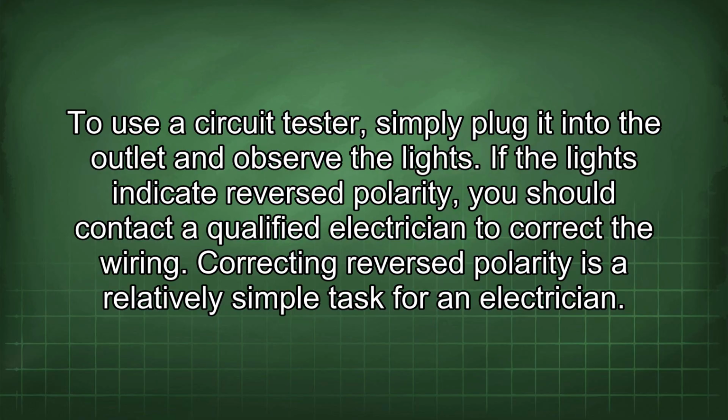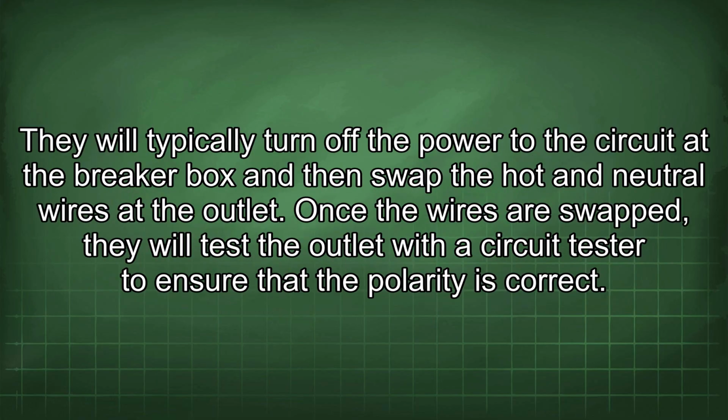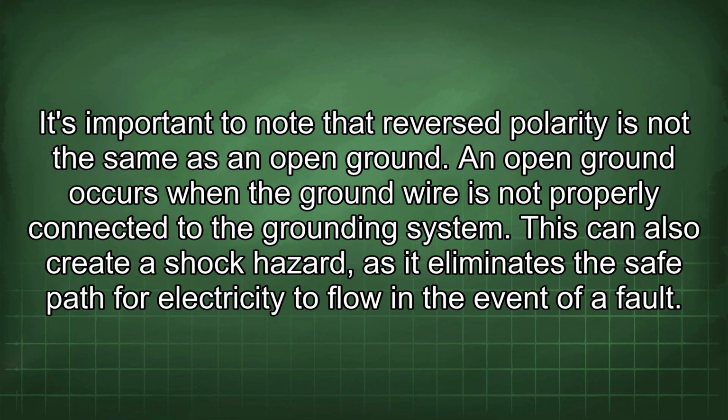Correcting reverse polarity is a relatively simple task for an electrician. They will typically turn off the power to the circuit at the breaker box and then swap the hot and neutral wires at the outlet. Once the wires are swapped, they will test the outlet with a circuit tester to ensure that the polarity is correct. It's important to note that reverse polarity is not the same as an open ground.